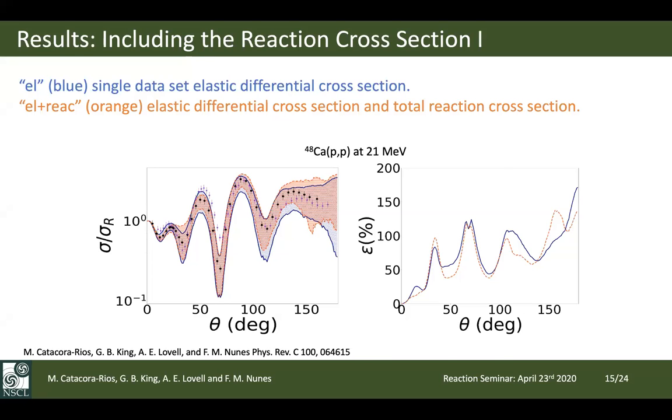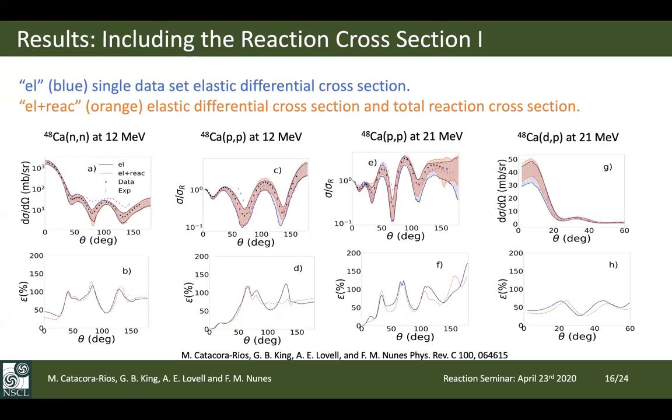So here we have all of the calcium 48 cases: the incoming channel, neutron at 12 MeV and proton at 12 MeV, the outgoing channel, proton at 21 MeV, and the transfer. Overall, we see the same trend for these results, some improvement in specific areas and regions. For example, for the transfer, we saw that it does better below 20 degrees.